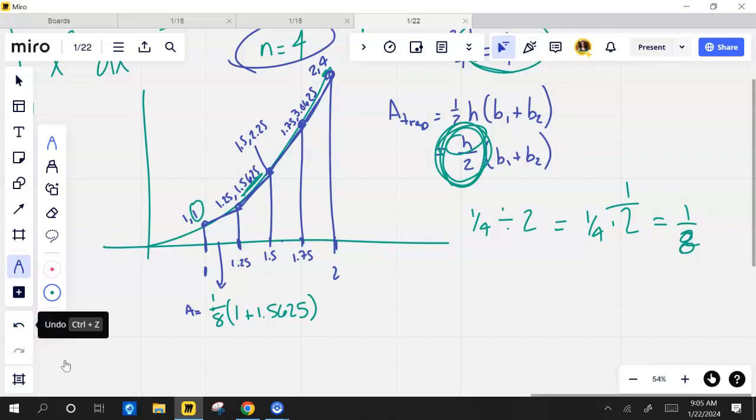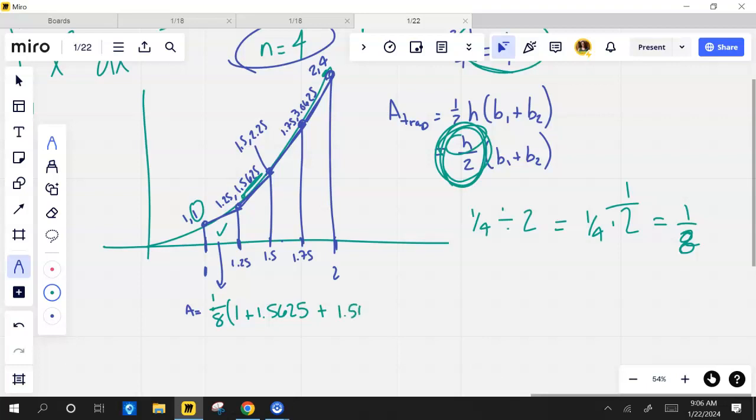Now for the area of trapezoid 2, I'm still multiplying by the same 1/8, right? So I'm just going to keep going here and say plus. Now what's the base of the second? So I've already gotten this one. What's the base of this one? The first base. It does it again. It shares that, right?